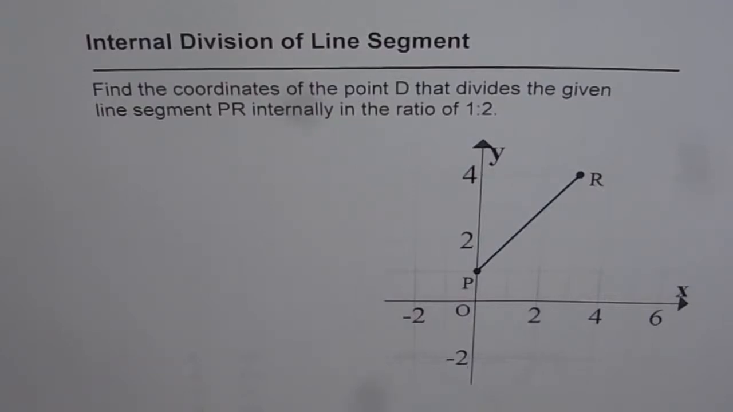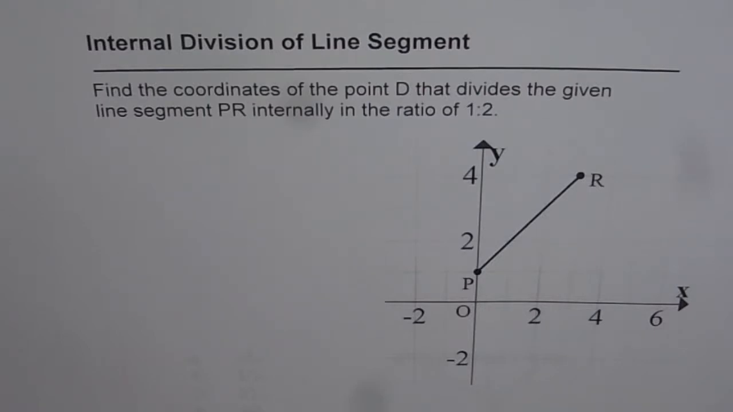Internal division of line segment. Well, in the previous video, to make it very simple, I had taken a horizontal line PR and then we found the coordinates of the point D which could divide internally the line segment. Now, well, it was probably too simple. Now I complicated it a bit.